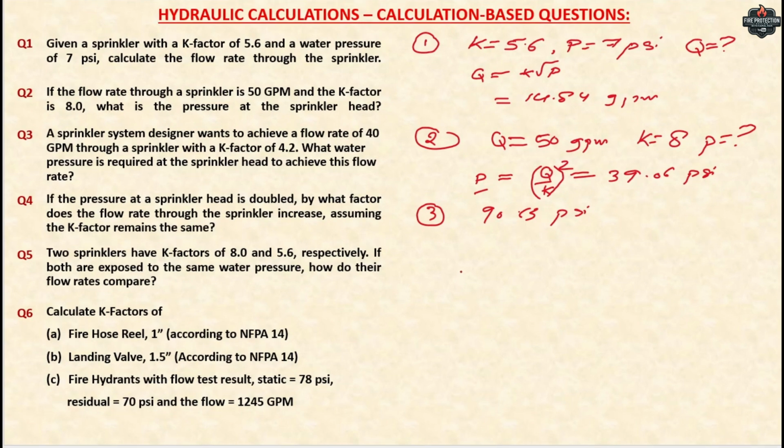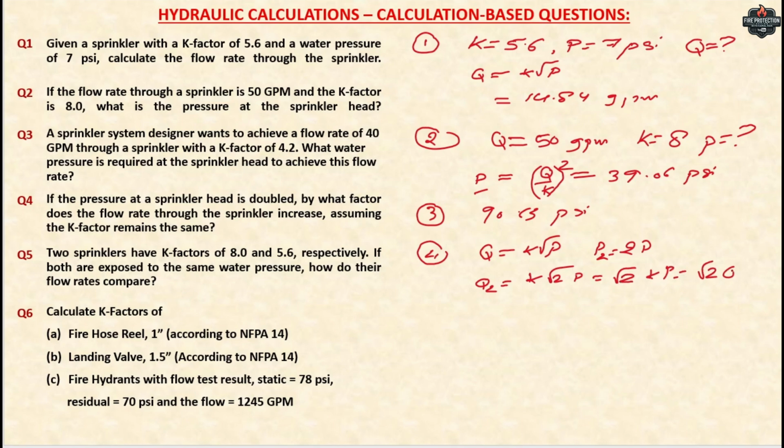Coming to question number 4. If the pressure at the sprinkler head is doubled, by what factor does the flow rate to the sprinkler increase, assuming the K factor remains constant? You know that Q is equal to K root P. Now they're saying the pressure is doubled, that means the pressure becomes 2P. The new flow rate is equal to K times root of 2P, that is equal to root 2 times Q.